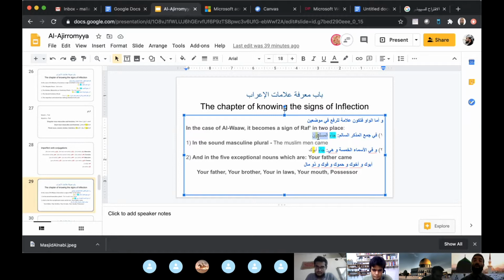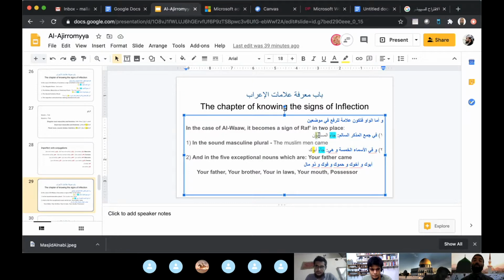So here, how do we know that it has the inflection of Rafa? From the waw. From the waw we know that it has the inflection of Rafa because we said وَأَمَّا الْوَاوُ فَتَكُونُ عَلَامَةً لِلرَّفْعِ فِي مَوْضِعَيْنِ. In the case of al-waw, it becomes a sign of Rafa in 2 places: في جمع المذكر السالم, in the sound masculine plural. Therefore, when you say جاء المسلمون and you notice the waw between the mim and the noon, you automatically realize that this noun has the inflection of rafa.